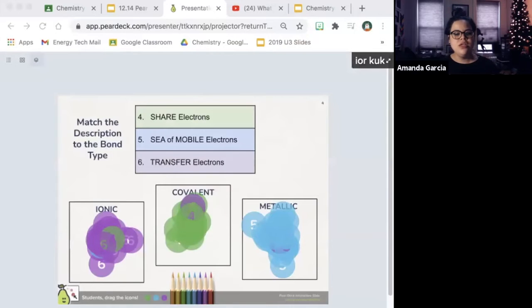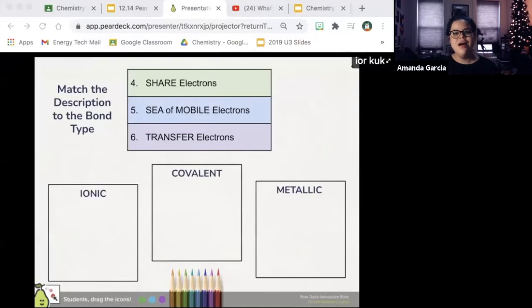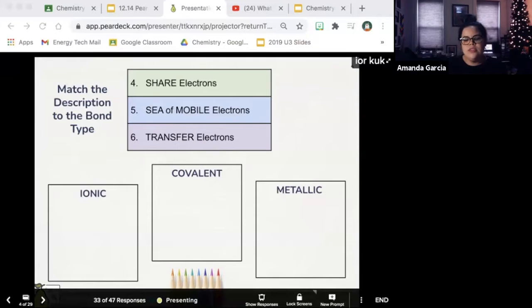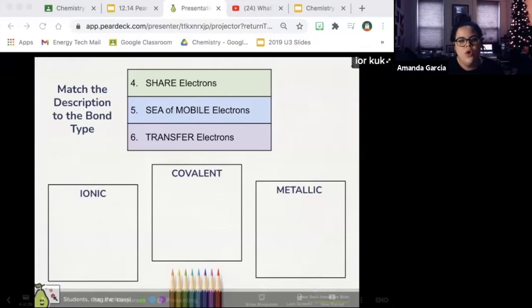Match the description in terms of electrons to their correct bond type. We have for the green one, the sharing of electrons. Oh, your screens are unlocked. We have blue, the number 5, sea of mobile electrons, or purple, number 6, the transfer of electrons. Which type of bond matches what is going on with the electrons? See if you can remember the little tricks I told you by looking at the bond name to help you remember which is which.